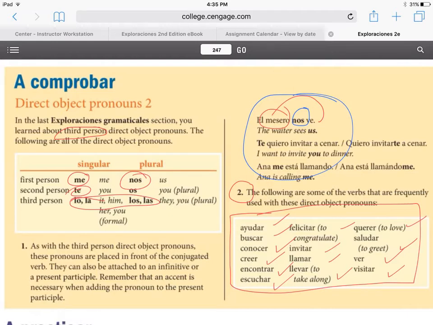And here, I'm the subject. I invite who? I invite you. In this one, Anna is the subject. Anna is calling whom? Anna is calling me.